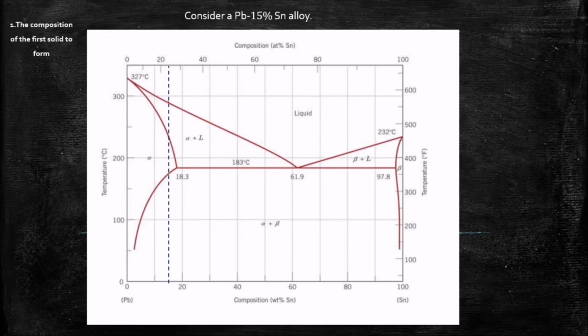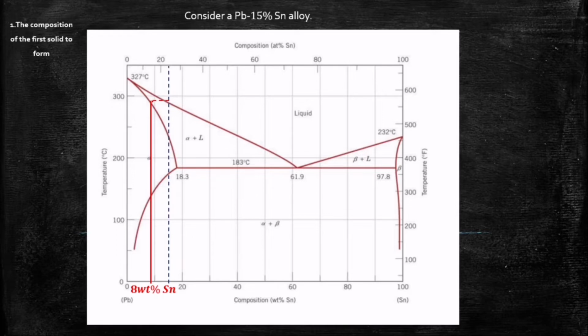Then we are going to trace it to hit the solidus line, and then we are going to trace it down. And this will give us the composition of the first solid form, and that will be 8 weight percent of tin. This is how we find the composition of the first solid form. We first identify the first liquid form, that's on the liquidus line, then trace it to the solidus line and back to the composition line, and that will help us find the composition of the first solid form.